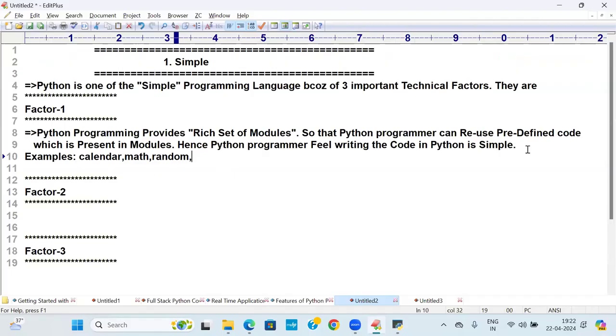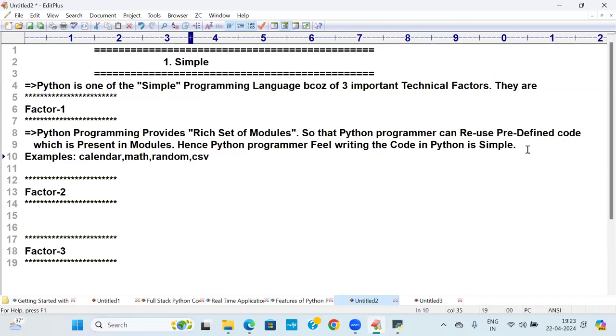For example, I want to generate one Excel sheet. Excel sheet. Do you know Excel? Microsoft Office Excel. Write a Python program to generate an Excel sheet. For that, there is a module I am explaining, the CSV module, CSV.